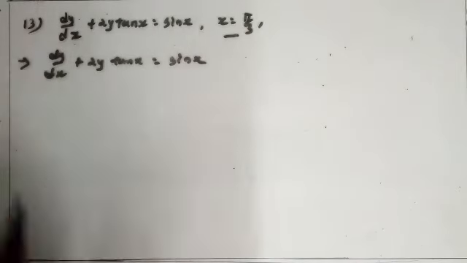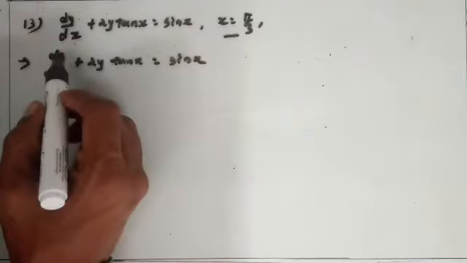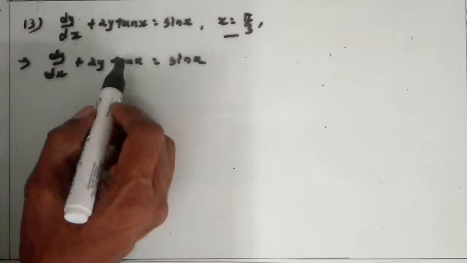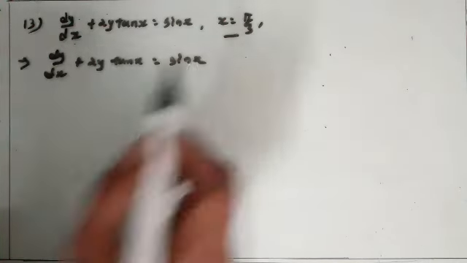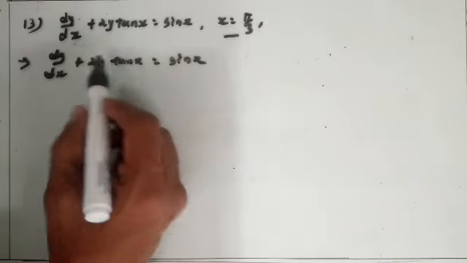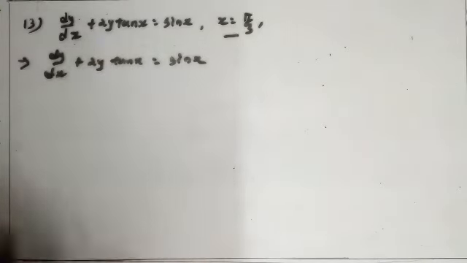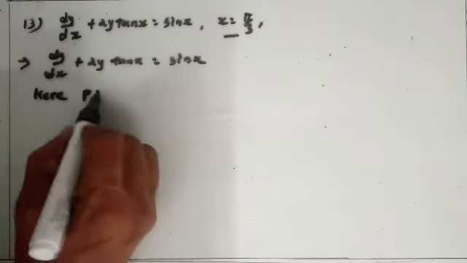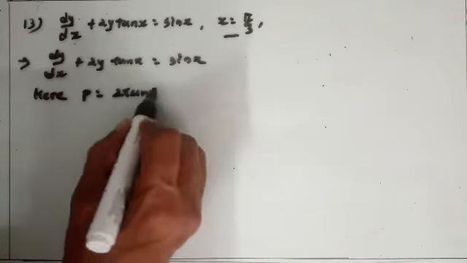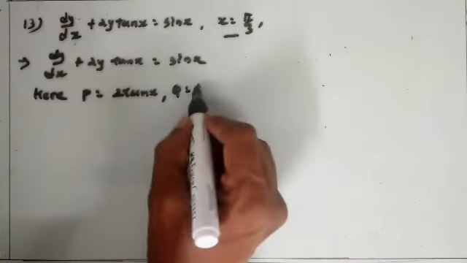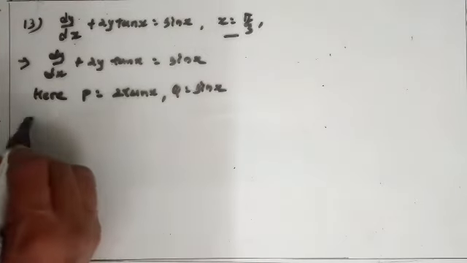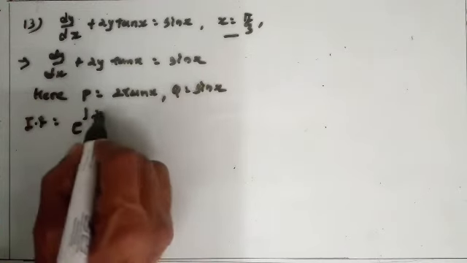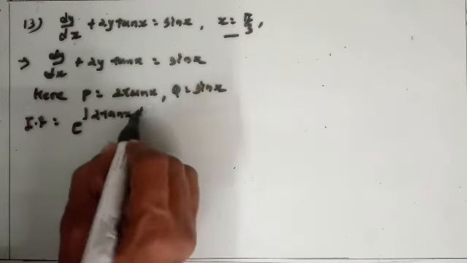This is a linear differential equation of the form dy/dx + y·p(x) = q(x). Here p is a function of x and q is a function of x also. Here p is equal to 2 tan x and q is equal to sin x. Now find the integrating factor, e raised to the integration of p, that is 2 tan x dx.